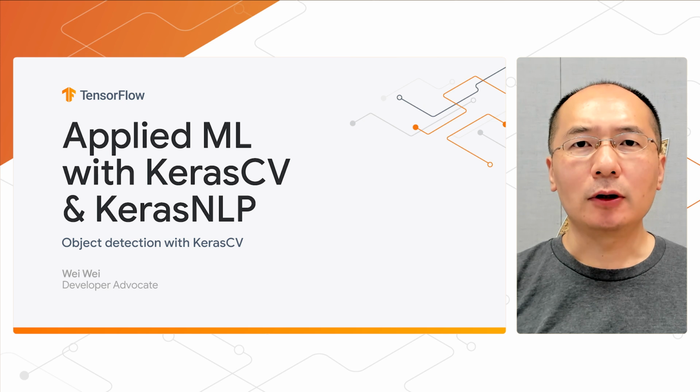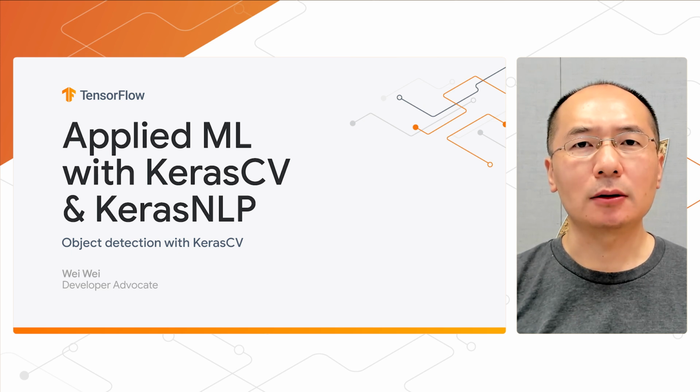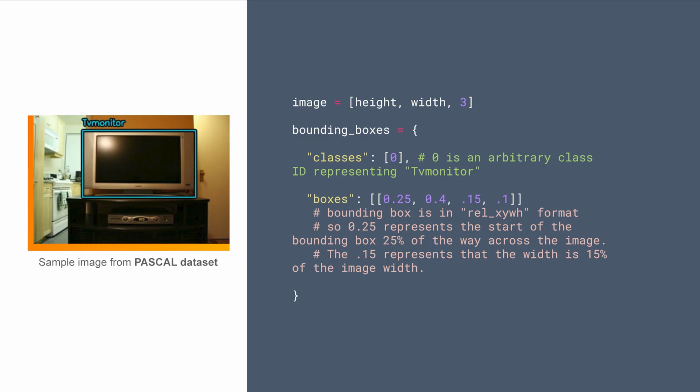In our last video, we discussed how to use KerasCV to perform image data augmentation. In this video, we're going to go over another important computer vision task, object detection. Object detection is a process of identifying, classifying, and localizing objects within a given image. Typically, your inputs are images, and your labels are bounding boxes with optional class labels.